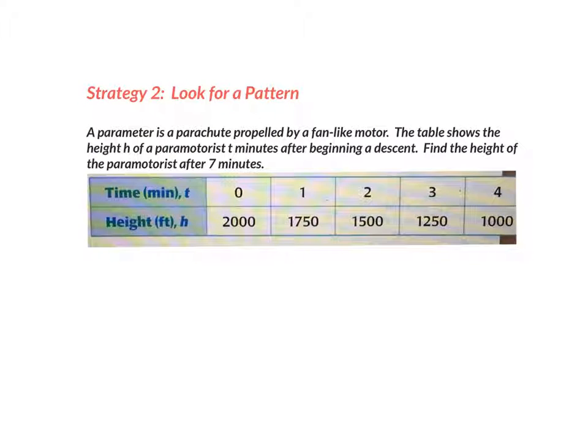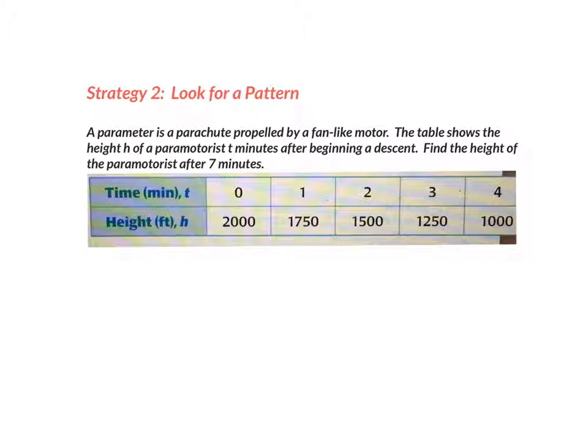Strategy 2, look for a pattern. Looking at the pattern here, let's read it first. A paramotor, I guess that's how you say that, is a parachute propelled by a fan-like motor. The table shows the height of a paramotorist t minutes after beginning a descent. Find the height of the paramotorist after 7 minutes.